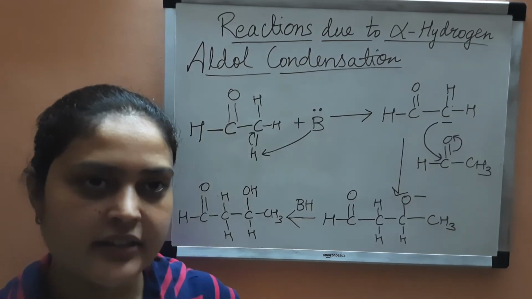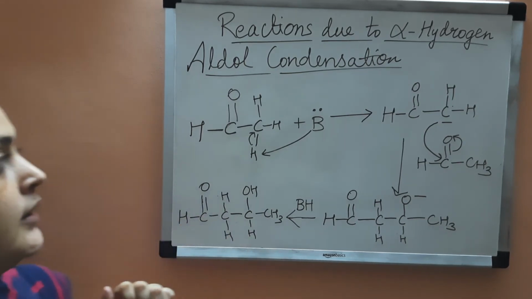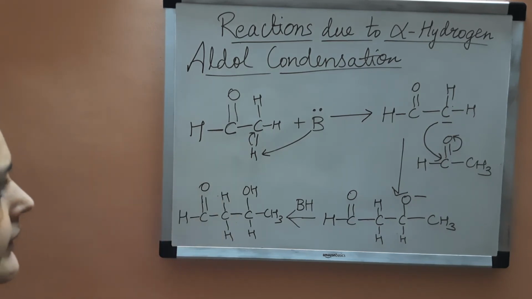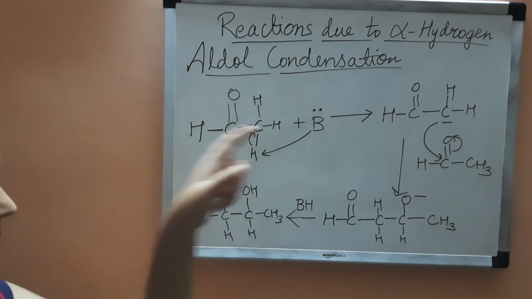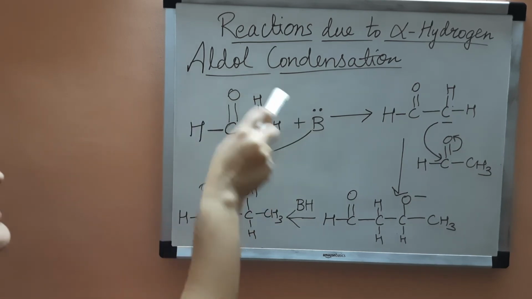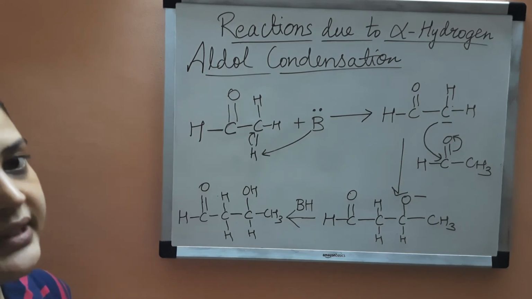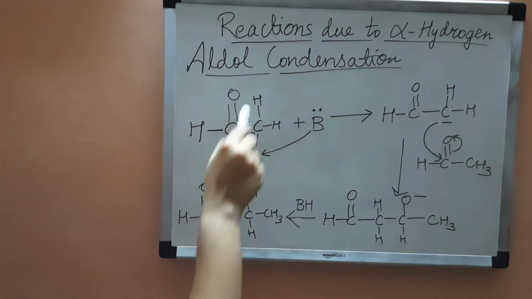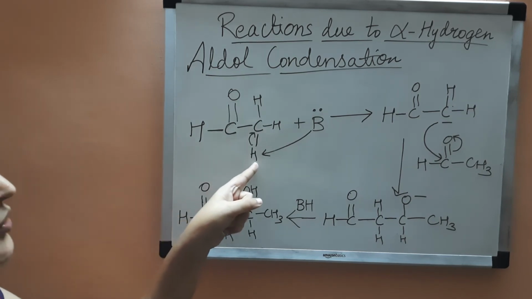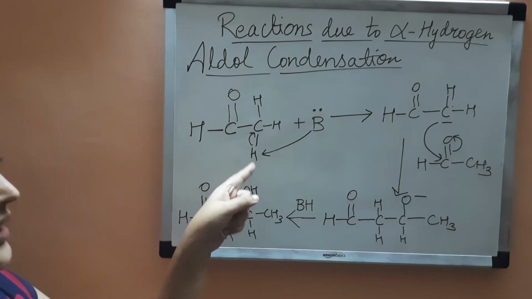So we have studied the aldol condensation reaction. Now we will study its mechanism. So we are taking ethanal as our reactant, and we are adding base as the catalyst. So this is the base. Now because the aldehyde molecule is acidic in nature, its alpha hydrogen is acidic. Why? Because the carbonyl group is electron withdrawing in nature.